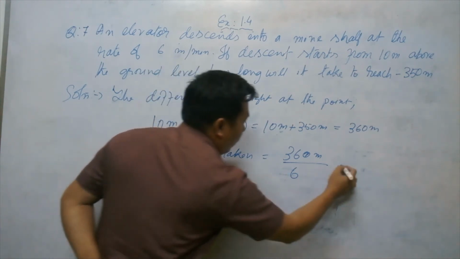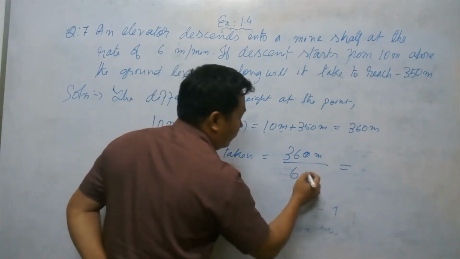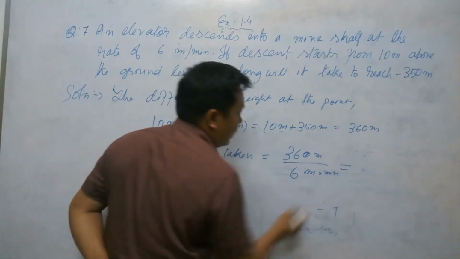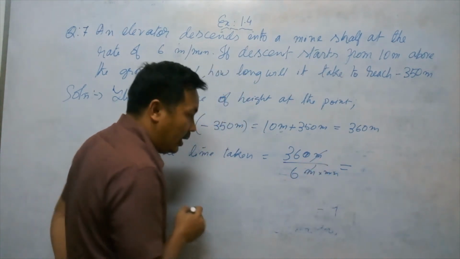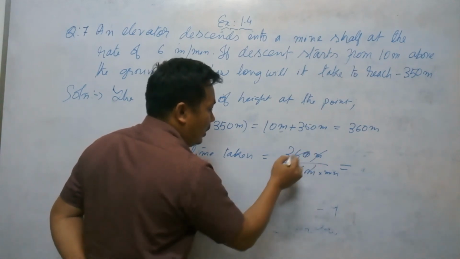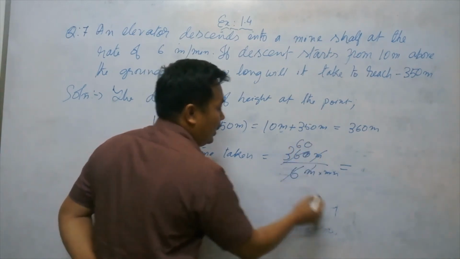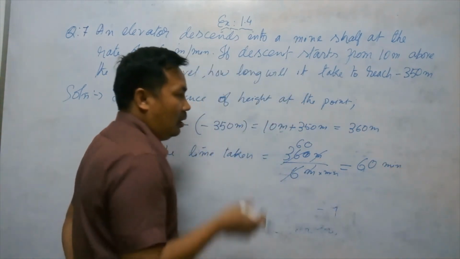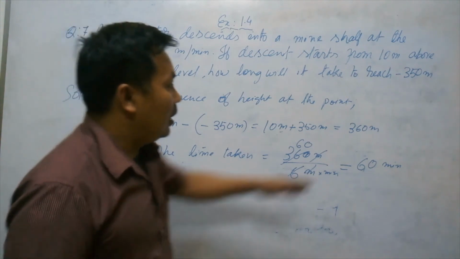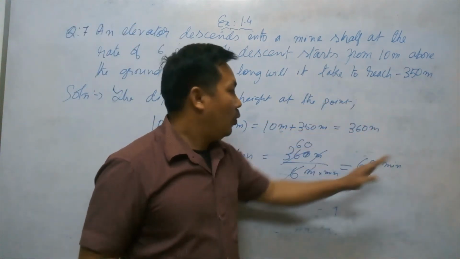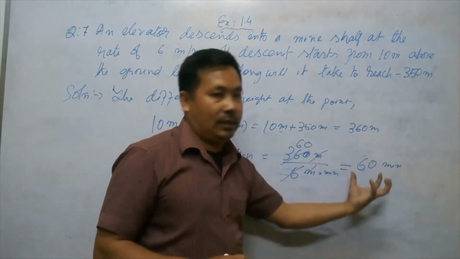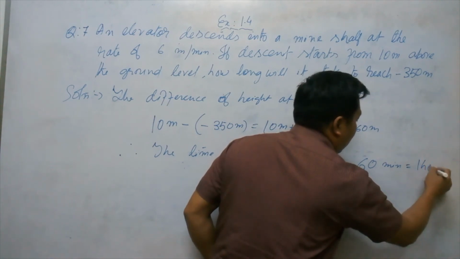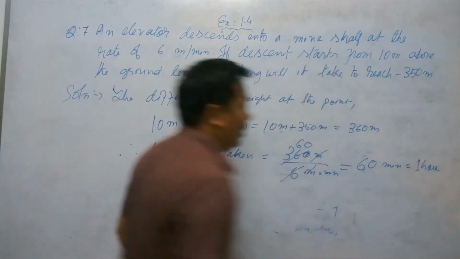Then how much do we get here? We get meters divided by meters per minute, so meters will cancel and we get minutes. 36 divided by 6 is 6, and with the 0 we get 60 minutes to reach this point, minus 350 meters below the ground. We got the time of 60 minutes, but 60 minutes is equal to how much? 1 hour. 60 minutes means 1 hour, isn't it?